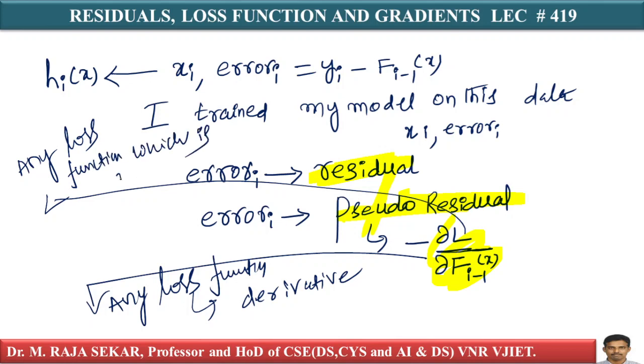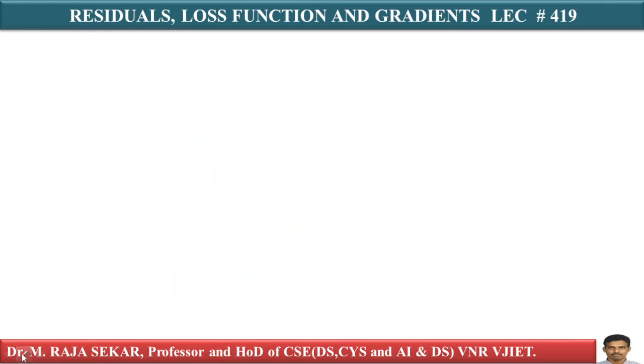This is the big idea in gradient boosting. For example, let me argue this way. If I want to build a random forest that minimizes hinge loss, can I do that? Not possible. Hinge loss is related to support vector machines, it's not random forest. Decision trees are related to entropy.